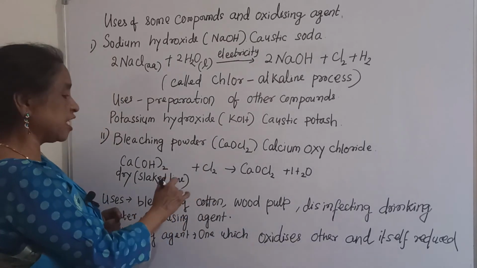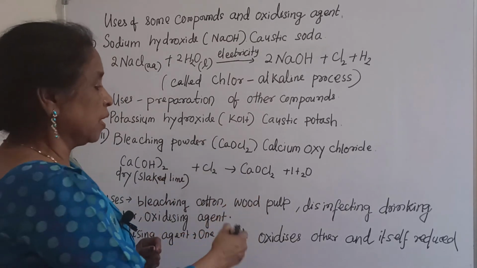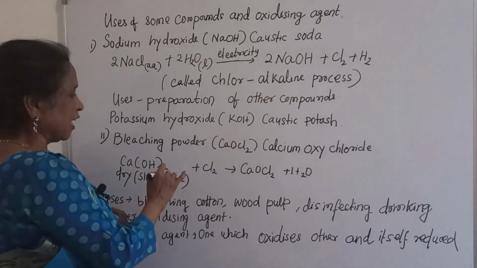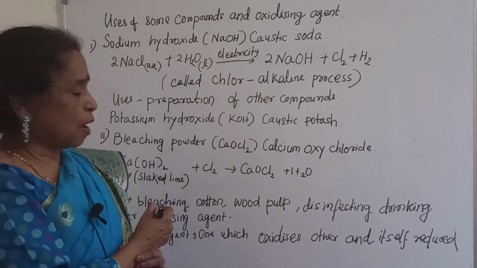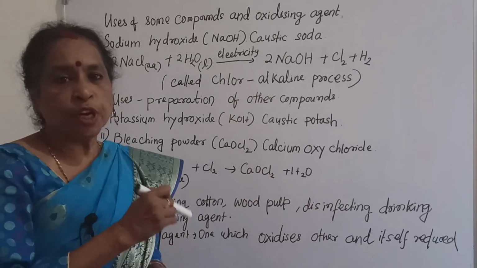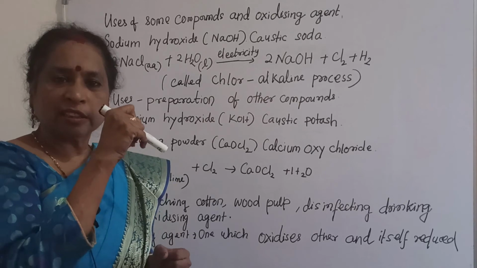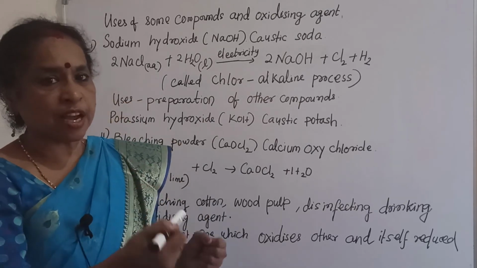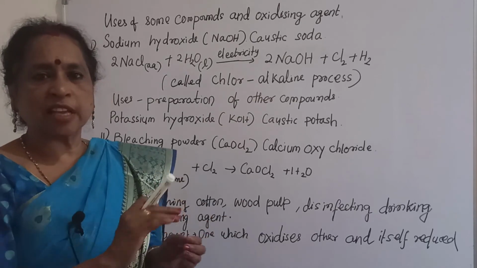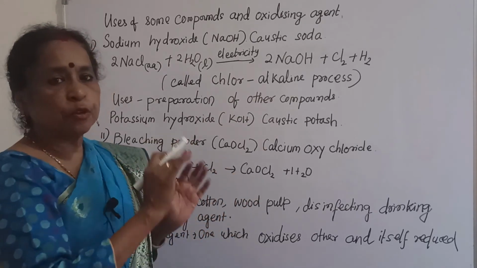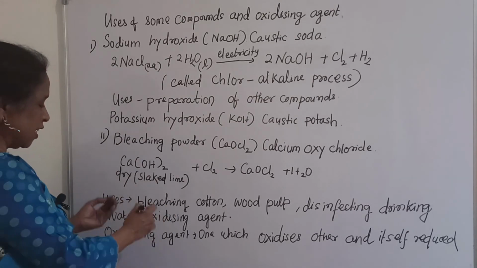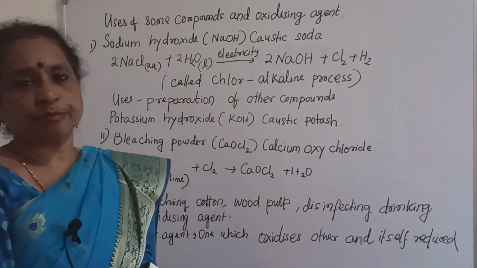Now uses. Since you know what bleach means, it will bleach different colors. Bleaching cotton, bleaching wood pulp. So bleaching colors is the main action of bleaching powder. And also disinfecting drinking water. We know bleaching powder is added to drinking water. Then germs are removed, infecting materials are removed, and it becomes useful water for drinking purposes.